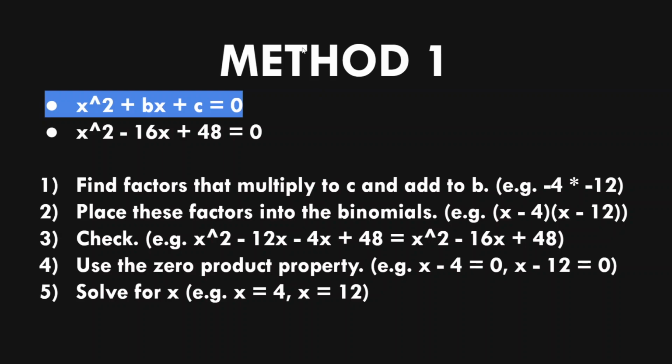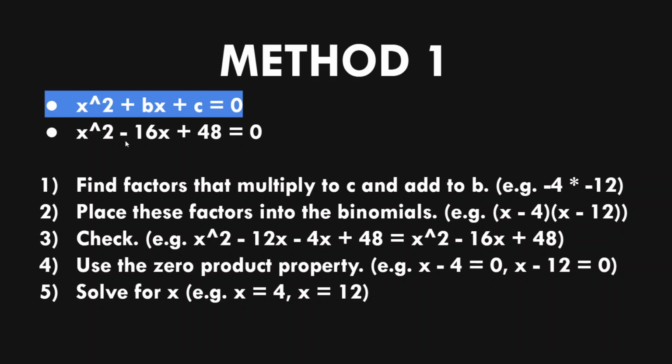I'm going to be showing you three methods for three different scenarios. The first one is where the quadratic equation is in a format where it's x squared plus bx plus c. So an example would be x squared minus 16x plus 48 is equal to 0.